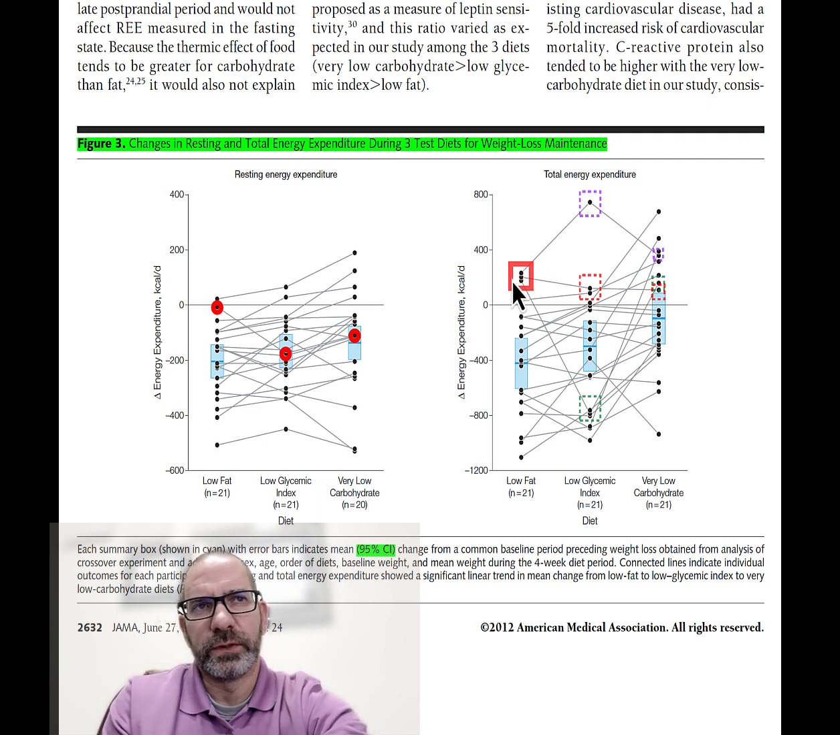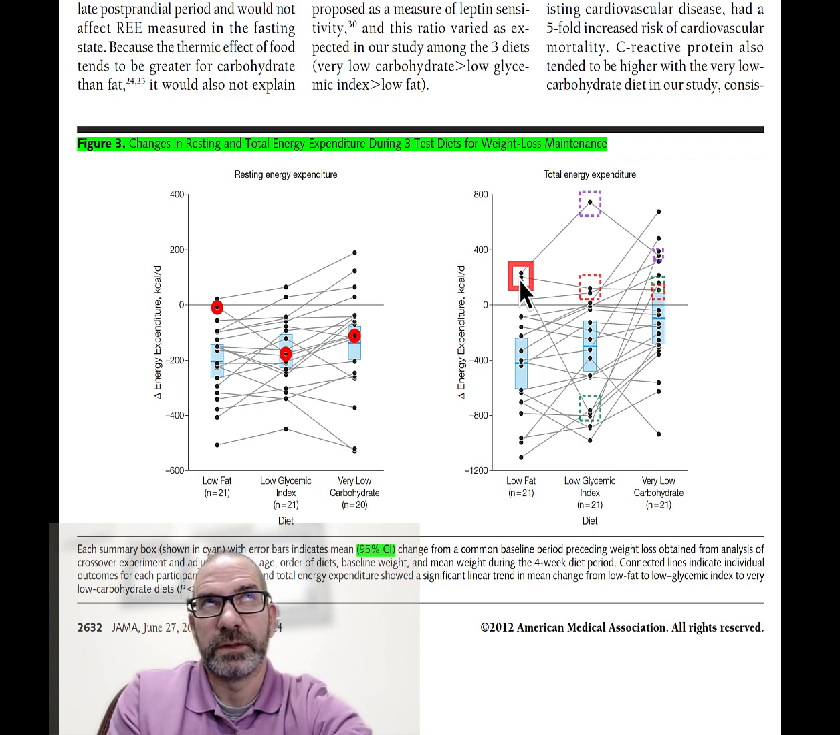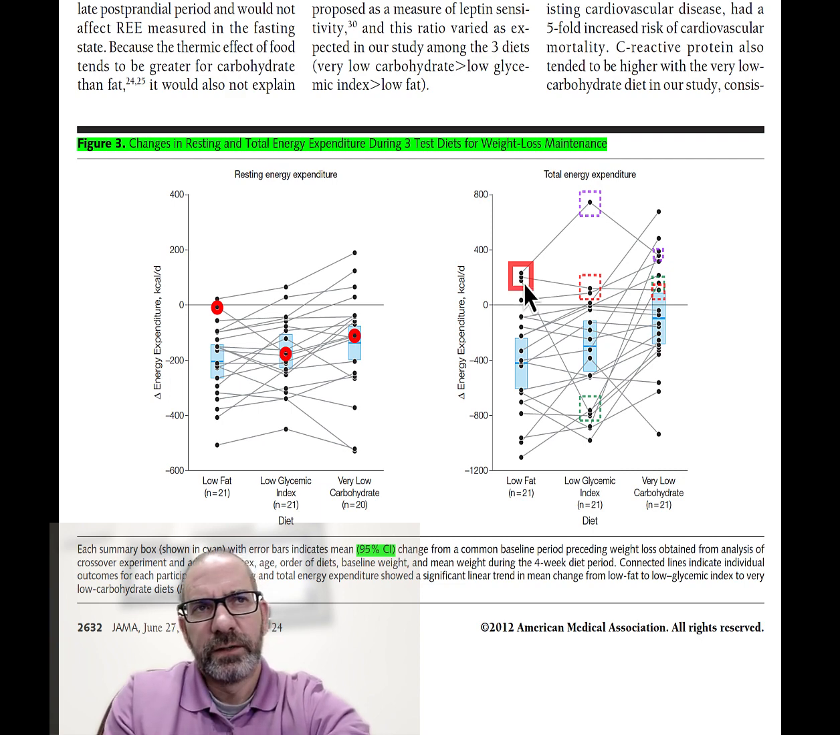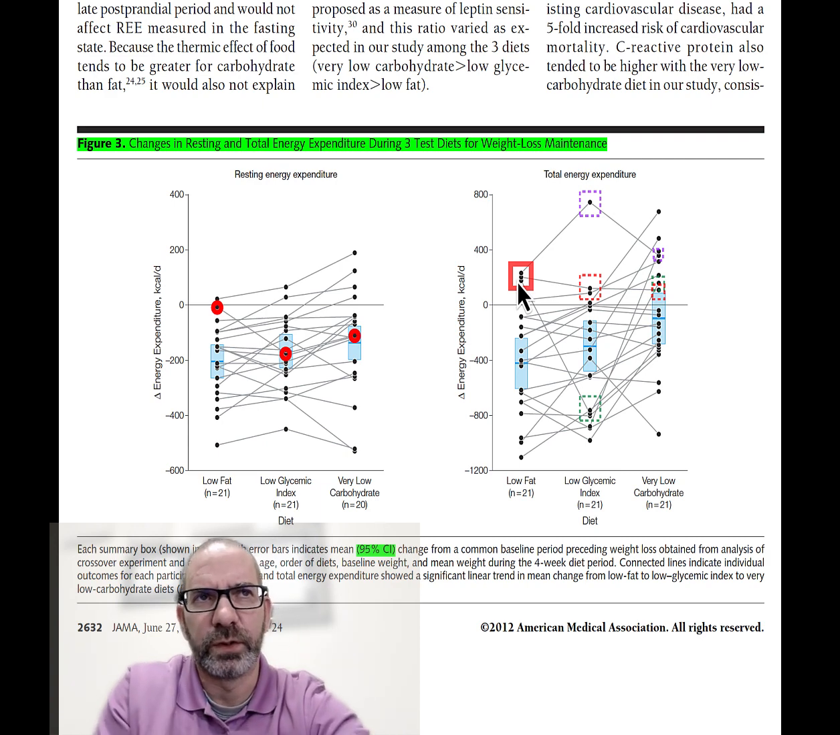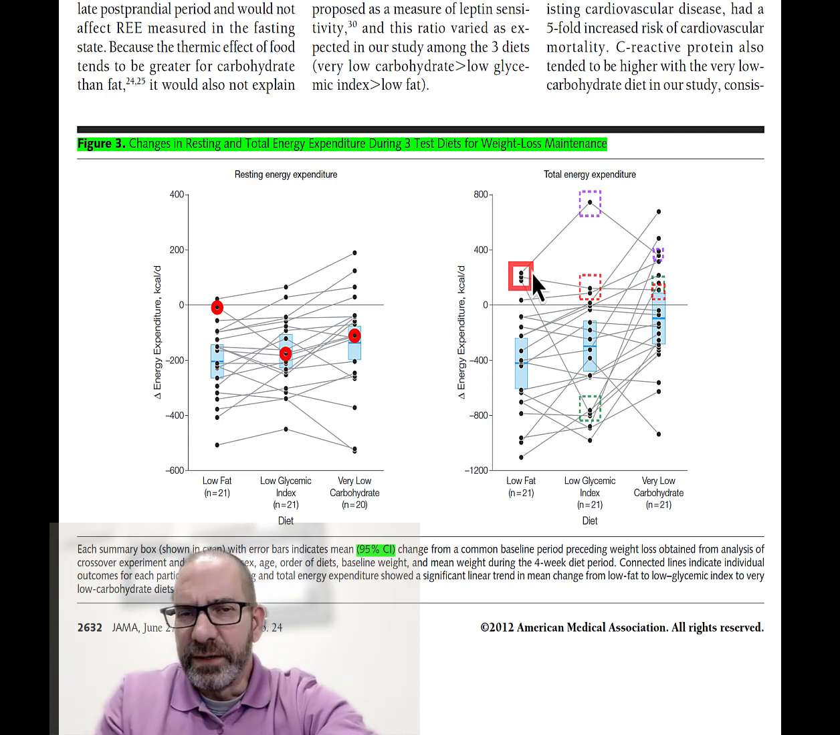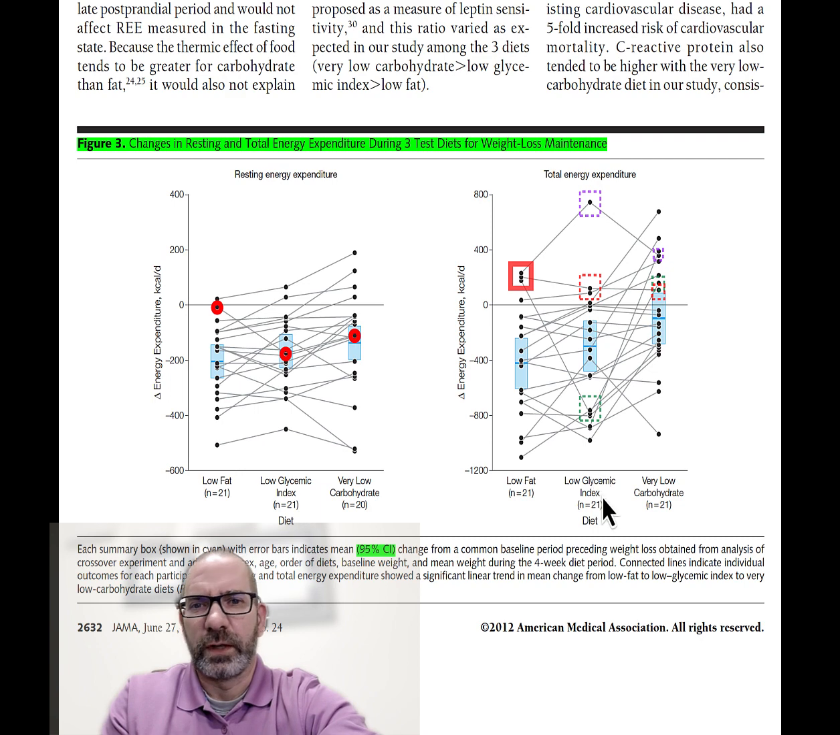But these data points and participants, the results from these participants are interesting because they're very similar for low fat, almost identical. They overlap-ish. I guess if we were to zoom in on the graph, they wouldn't. But they have very different responses for the low glycemic index. Here, here, here. And then they converge back on the very low carbohydrate diet.